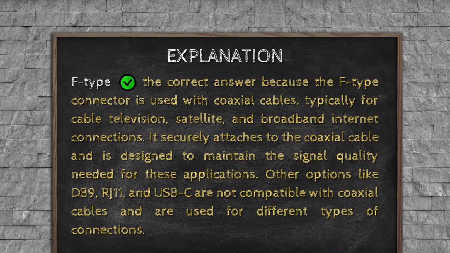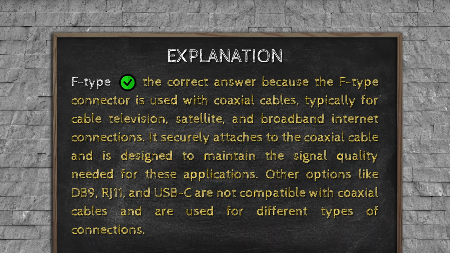Explanation. F-type is the correct answer because the F-type connector is used with coaxial cables, typically for cable television, satellite, and broadband internet connections. It securely attaches to the coaxial cable and is designed to maintain the signal quality needed for these applications. Other options like DB9, RJ11, and USB-C are not compatible with coaxial cables and are used for different types of connections.